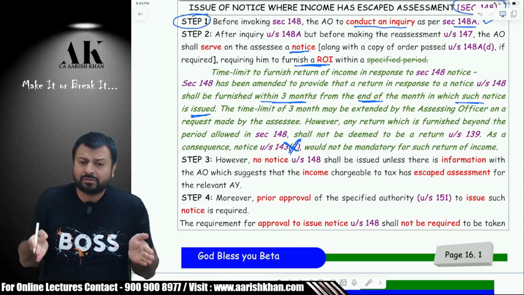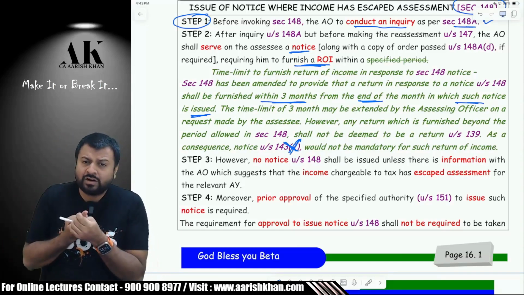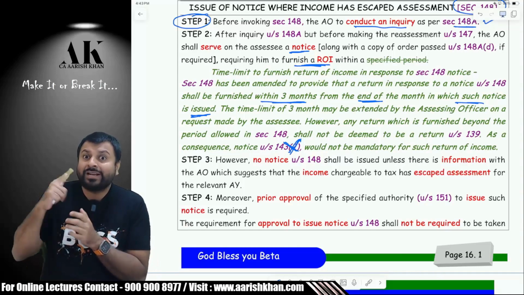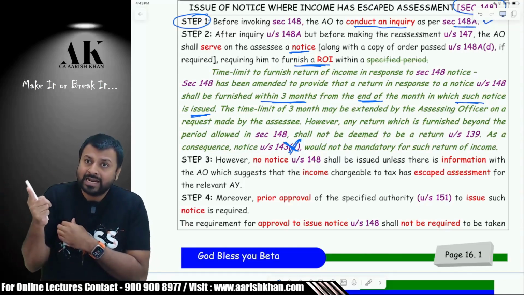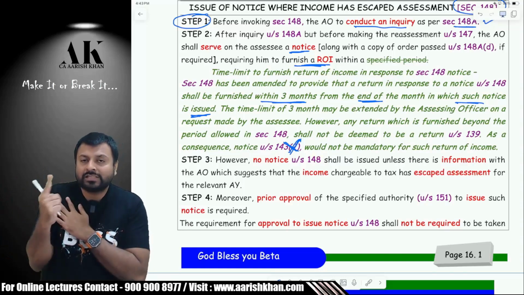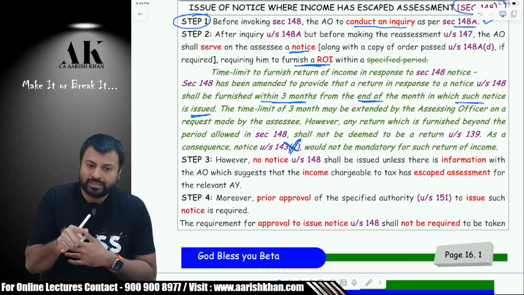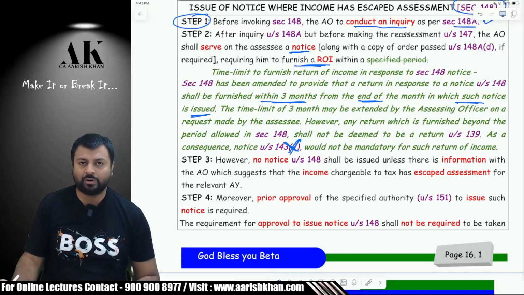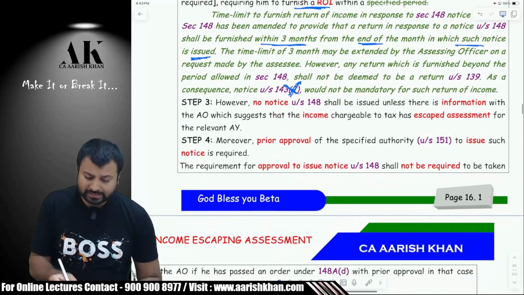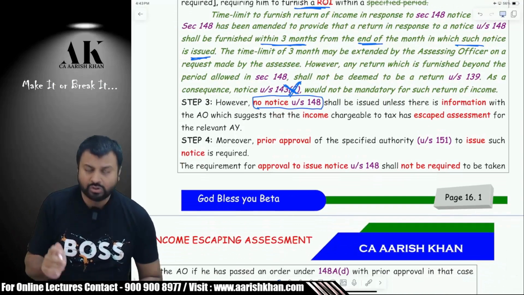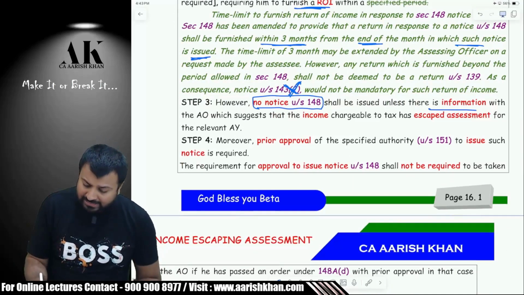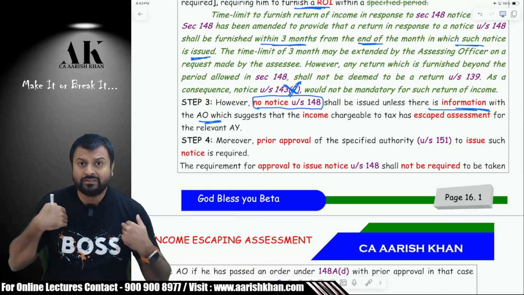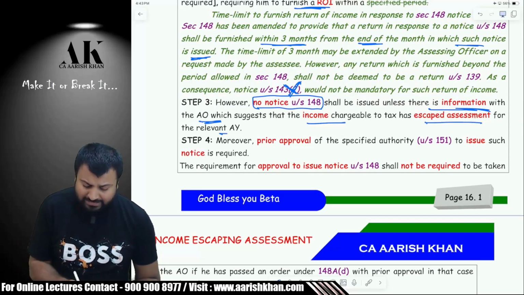So you need to understand this provision with its proper procedure. What is the first thing you have to keep in mind? You first send an inquiry notice under 148A. After the inquiry is done, you send a notice under 148 to file the ROI, and within 3 months the assessee will file the ROI. Now, to send the notice, there has to be some reason. No notice shall be sent unless there is information with the AO that your income has escaped assessment.